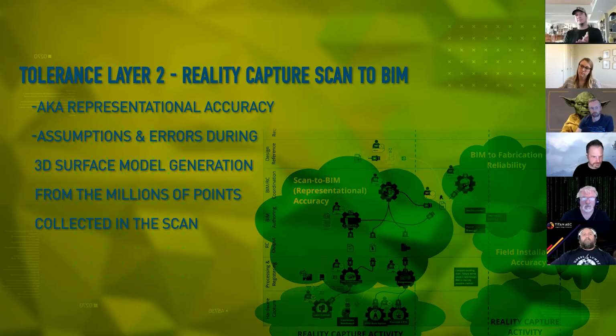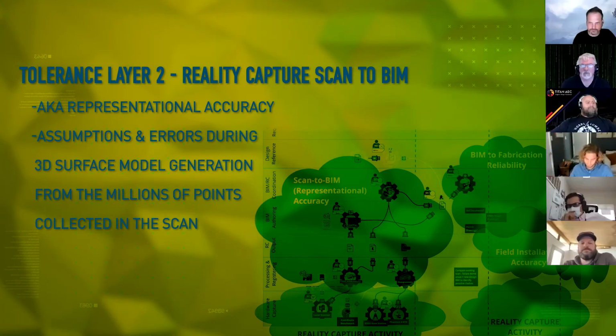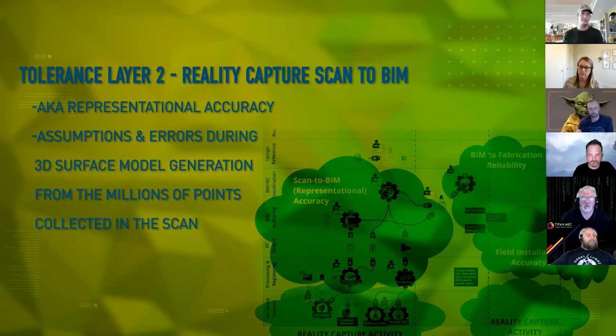Let's move on to our representational accuracy. So we've just talked about registration accuracy and the actual instrument accuracy. So we've already talked about somewhere between plus or minus 3 mils and plus or minus 25 mils, and then a layer of plus or minus 3 mils to plus or minus 25 mils. So we're already dealing with at least a quarter to a half inch of error in most cases, if not up to an inch or two of error in some bad cases.